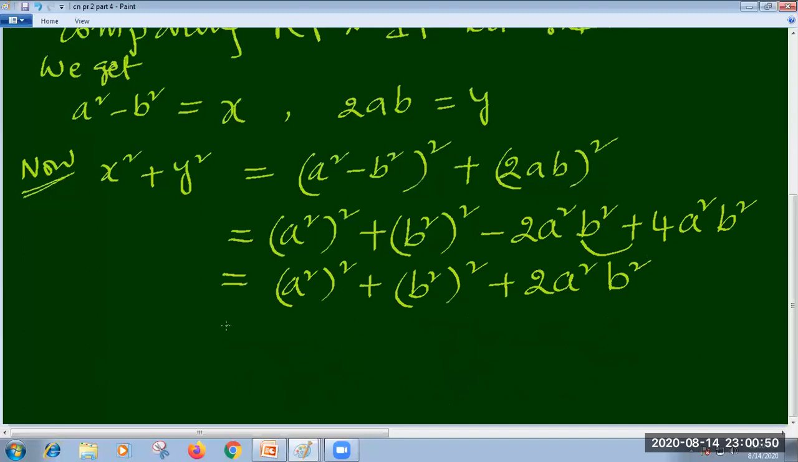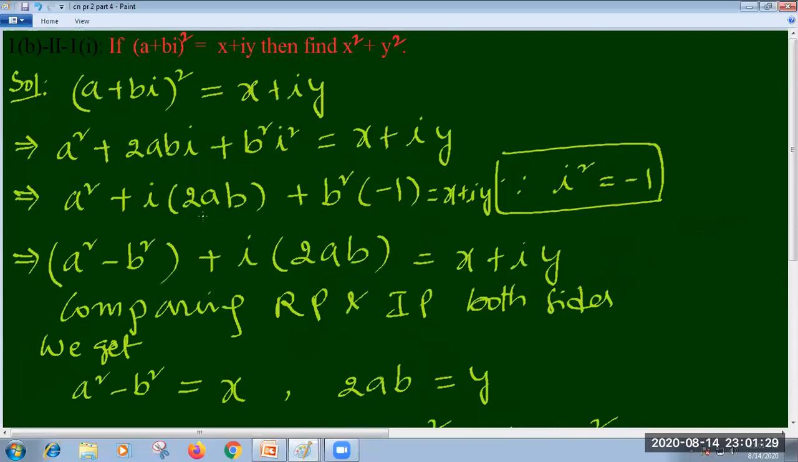This is in the form of a square, b square, 2ab. So this is a plus b whole square, that is, here a square plus b square whole square. So this is the value of x square plus y square. Very simple problem: x square plus y square is equal to a square plus b square whole square.